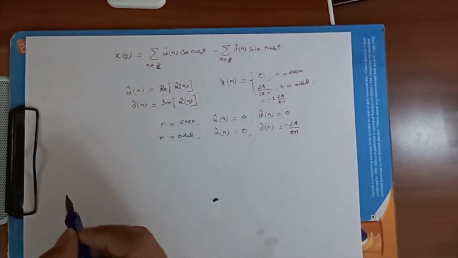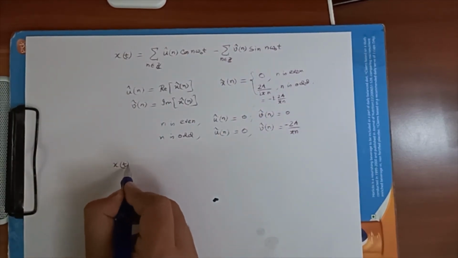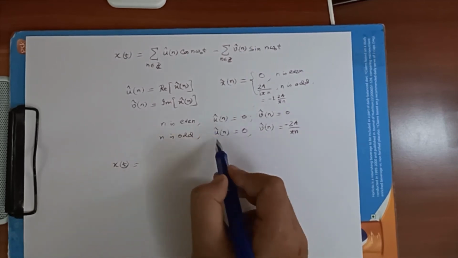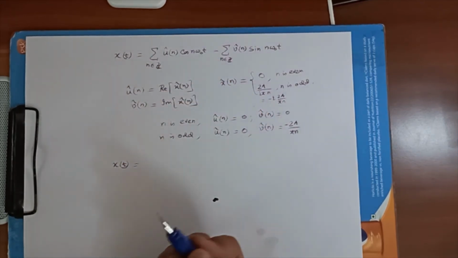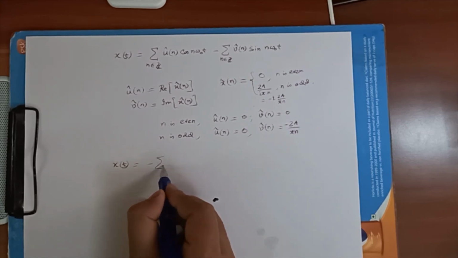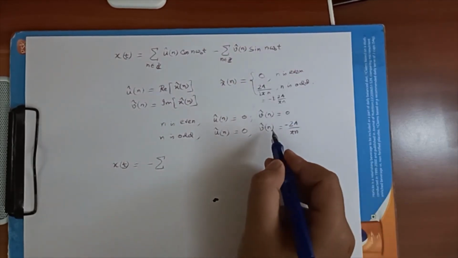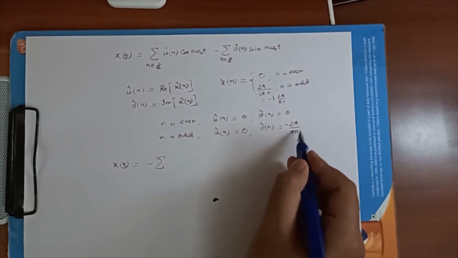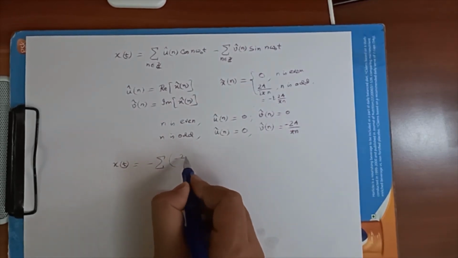Now put that in this series. You will get x(t) is equal to, u hat n is 0. So the first series cancels out. It does not have anything. The second series is minus summation. What is v hat n? v hat n is minus 2a by pi n.